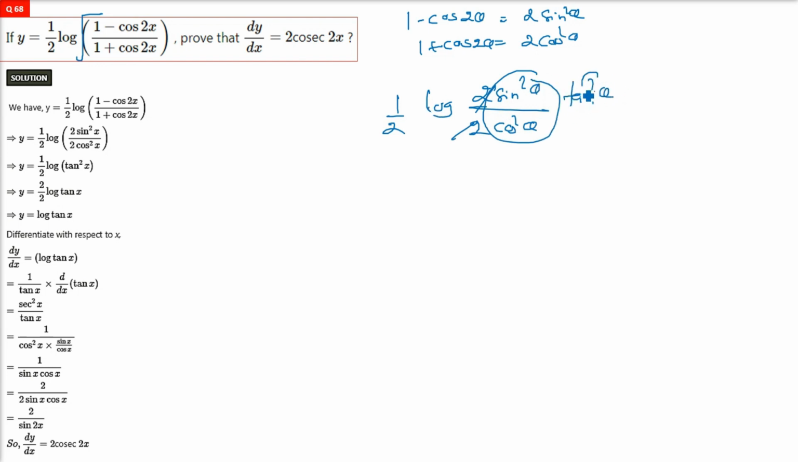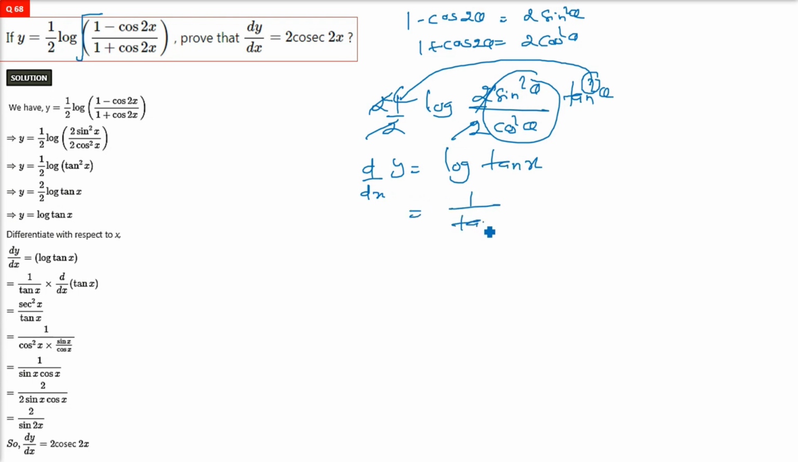Now when we have a power with log, this power comes in front. So this 2 has to be taken in front, and 2 by 2 gets cancelled. You get log tan theta. So y equals log tan x. This is what you have to differentiate now. The simplification has been done using all the knowledge we have of trigonometry.